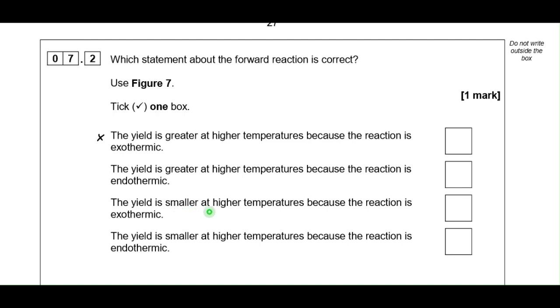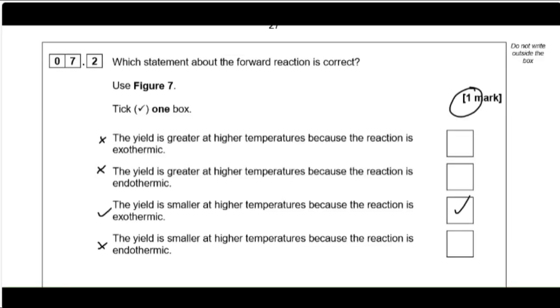Yield is greater at high temp because it's endo. That's not correct. Yield is smaller at high temperatures because it's exothermic. Could be correct. Yield is smaller at high temperatures because the reaction is endo. No. So it's got to be choice number 3. The yield is smaller at higher temperatures because the reaction is exothermic. And that's a lot of effort for 1 mark, but they all count.